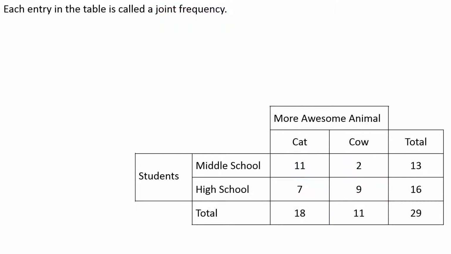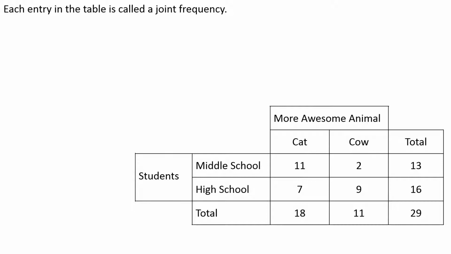Now, of course, grand totals are usually nice to work with. So this way I can tell that, hey, if the 11 middle school students like the cat, 2 middle school students prefer the cow, there are 13 middle school students that I talked to, right? Or if I want to look at, well, how many students thought the cow was the more awesome animal? Well, 2 from middle school, 9 from high school, that adds up to 11.